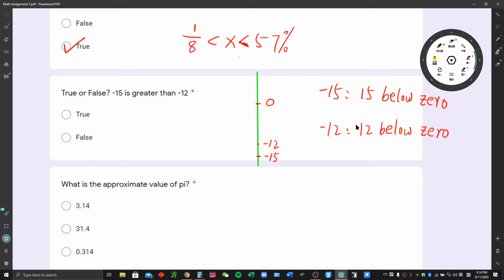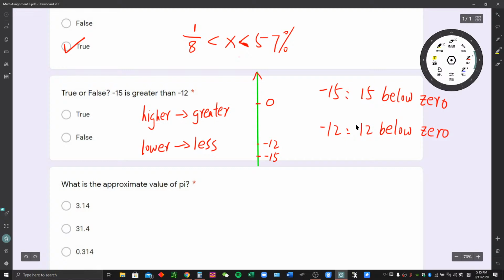Now, which one is greater? Let's remember, on this thermometer, higher means greater, while lower means less. So which one is greater? You can see negative 12 is greater. Negative 12 is greater than negative 15. So this statement is false. Negative 15 is less than negative 12.